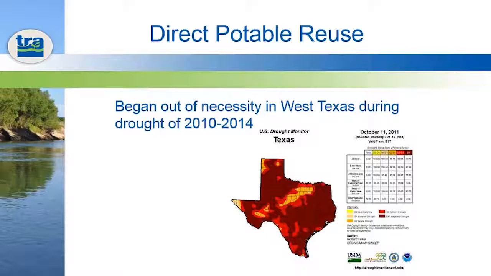Potable reuse really came out of necessity when we went into the drought of 2010 to 2014, and Wichita Falls was really forced into that situation. They had a desal plant, and they were able to retrofit that pretty easily. Of course, Big Spring has a currently operating direct potable reuse plant. Wichita Falls has converted back to indirect potable reuse, which was their plan all along. So currently there is one operating direct potable reuse facility in the state of Texas.